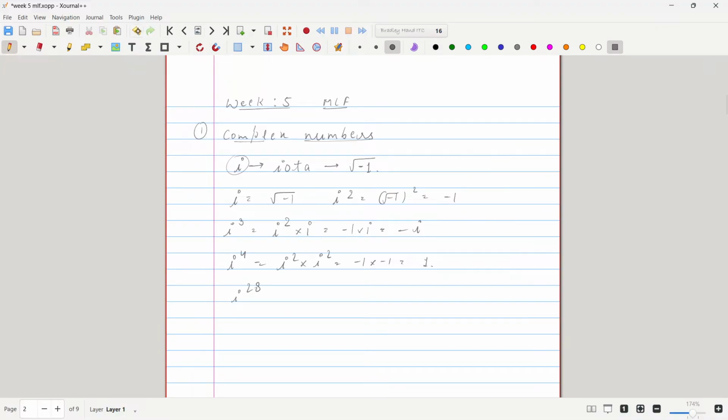Suppose we have iota raised to the power 25. Divide this number by 4. So iota raised to the power 4 times 6 plus 1. You can say 4n plus 1, so this will be iota raised to the power 4n plus 1. Here n is 6. So the multiple of 4 part will be 1, and we are left with iota raised to the power 1.